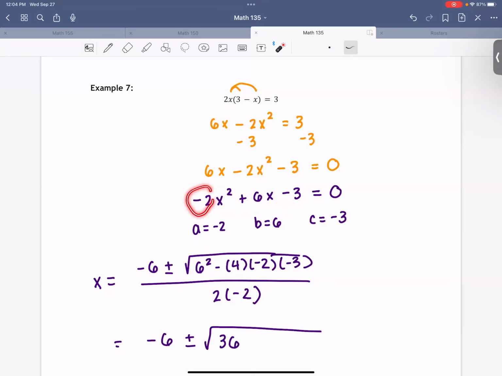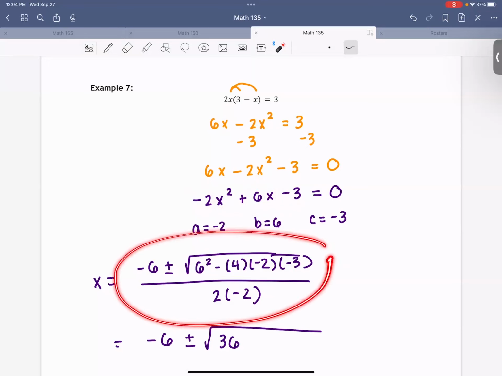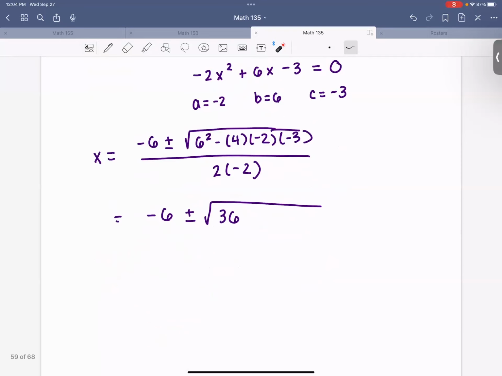After that, I realized that A was -2, B was 6, and C was -3. And I basically just plugged it into the quadratic formula here. So this is just me plugging in A, B, and C into whatever the quadratic formula says. Okay. After that, I think where we left off was I found that 6 squared was 36. So I guess my next order of business would be to multiply 4, -2, and -3.